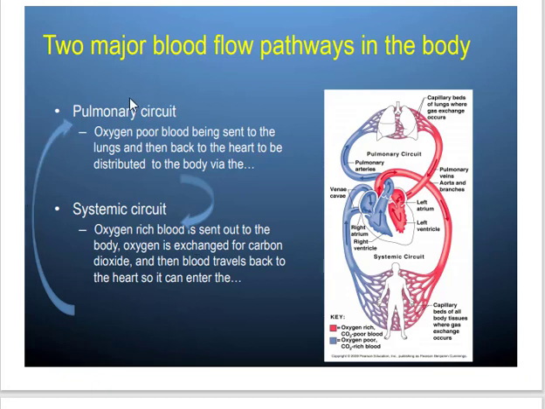So it's got a bunch of carbon dioxide in it, not very much oxygen. It's going to quickly go to the lungs, get rid of the carbon dioxide, bring in some new oxygen so that it can go back to the systemic circuit and be pumped out to the body again. So your body is constantly doing this cycle, right? So that it can not only bring in oxygen, but expel that carbon dioxide.